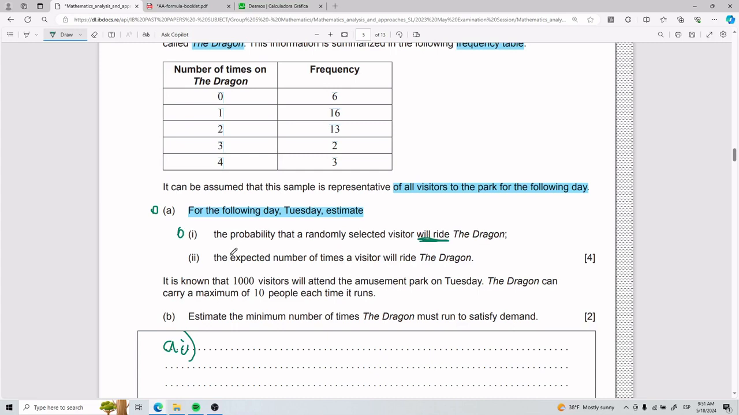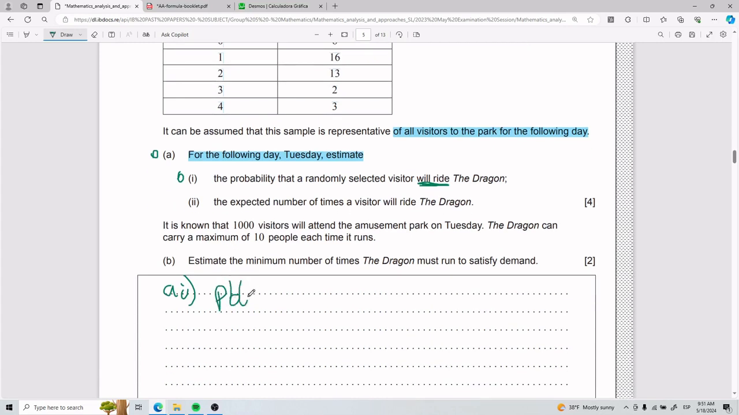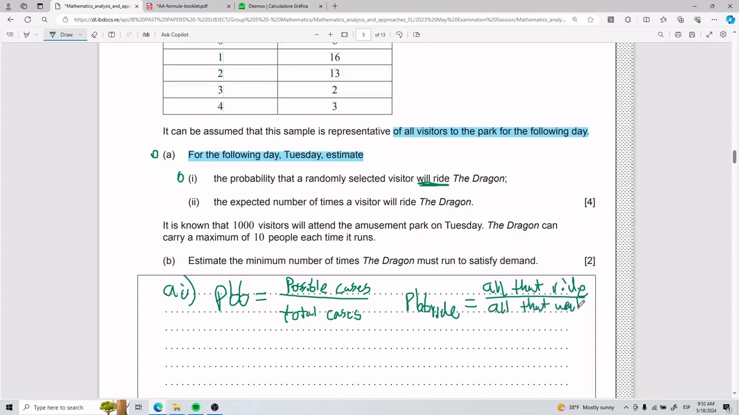So guys, for probability, the name of the game is always the same. It's your total cases on the bottom, and up top it's the possible cases for what you're trying to find the probability of. So the probability of ride is going to have all the possible cases, so all that ride, divided by the total cases, which is all that went to the park.